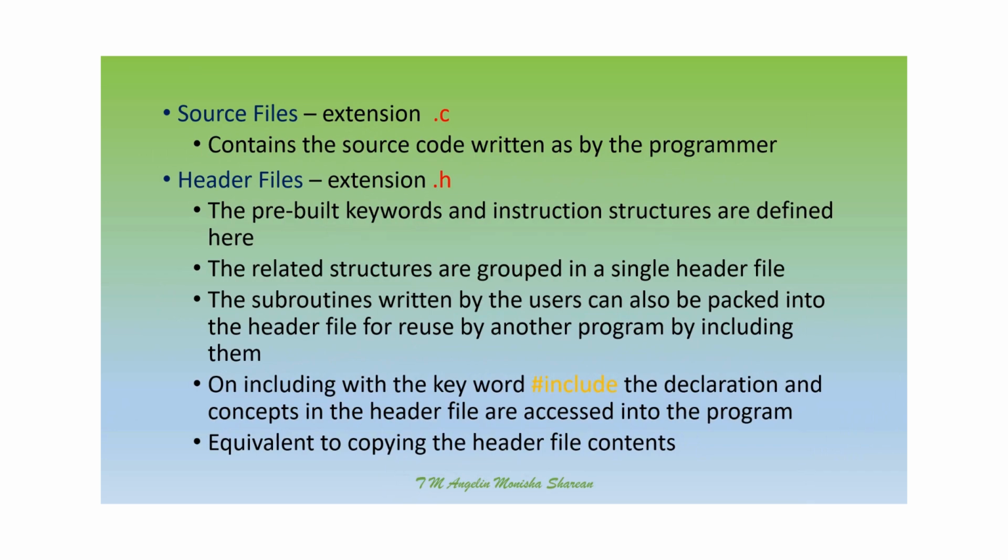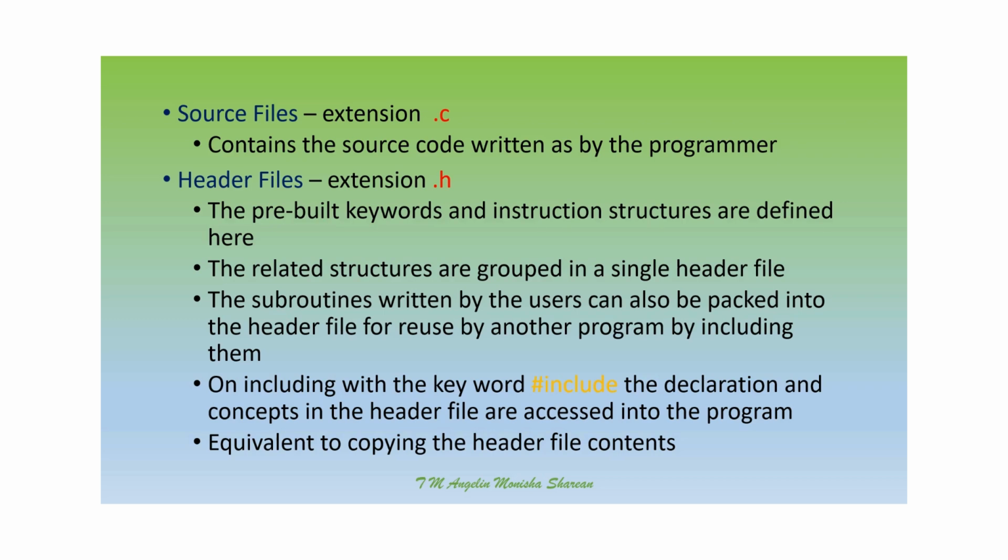The source files have the extension .c, indicating that it is a C program. This contains the source code written by the programmer. The header files have the extension .h, and these header files have pre-built keywords and instructions defined inside. The related structures of the C program are grouped inside a single header file. So as we saw in the previous example, all the standard input output statements are included in a single header file called stdio.h, which is an abbreviation of standard input output.